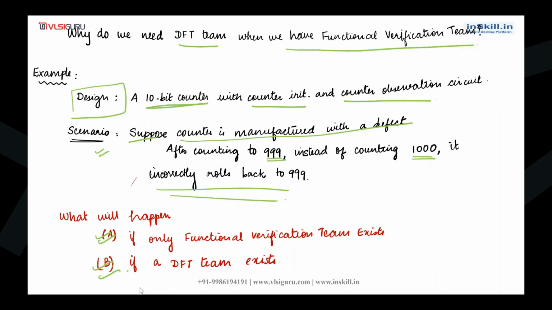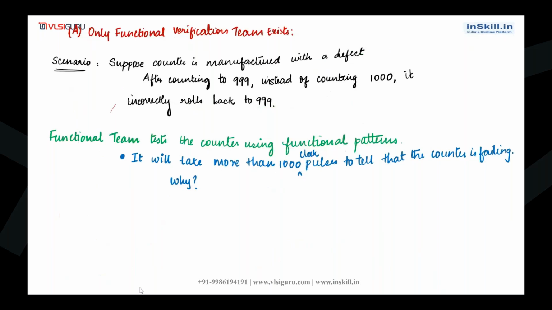So now we'll try to understand what will happen if only a functional verification team exists and what will happen if a DFT team exists. First, if only a functional verification team exists: the counter is manufactured with a defect, so after counting 999, instead of counting 1000, it incorrectly rolls back to 999.